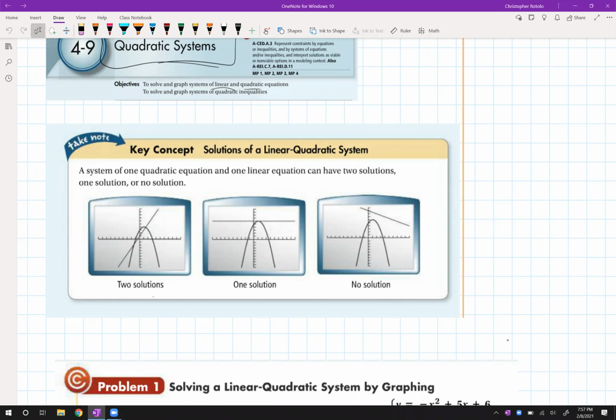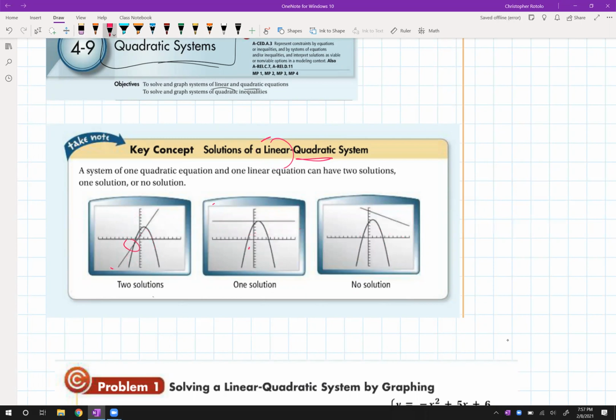We can take a linear system, right? So that means we have a line. You see those diagonal and horizontal lines here, and a quadratic. That's those U shapes. Okay, so when we're dealing with two lines, we had three things that can happen. We still have three things that can happen, yet they're very different here, right?